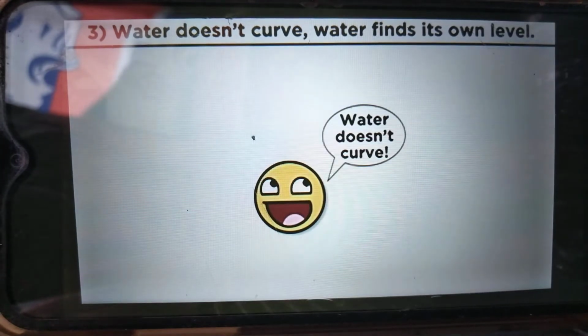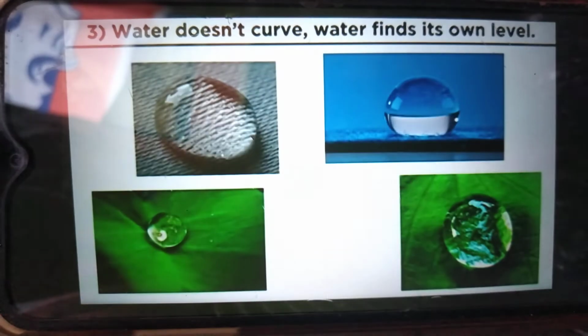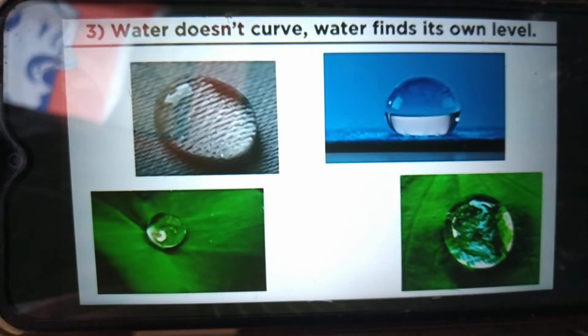As for the first phrase, stating that water doesn't curve is at least a coherent thought. However, it is dead wrong. Put a drop of water on a piece of wax paper or a leaf. What does it look like? A freaking sphere. Isn't that something?